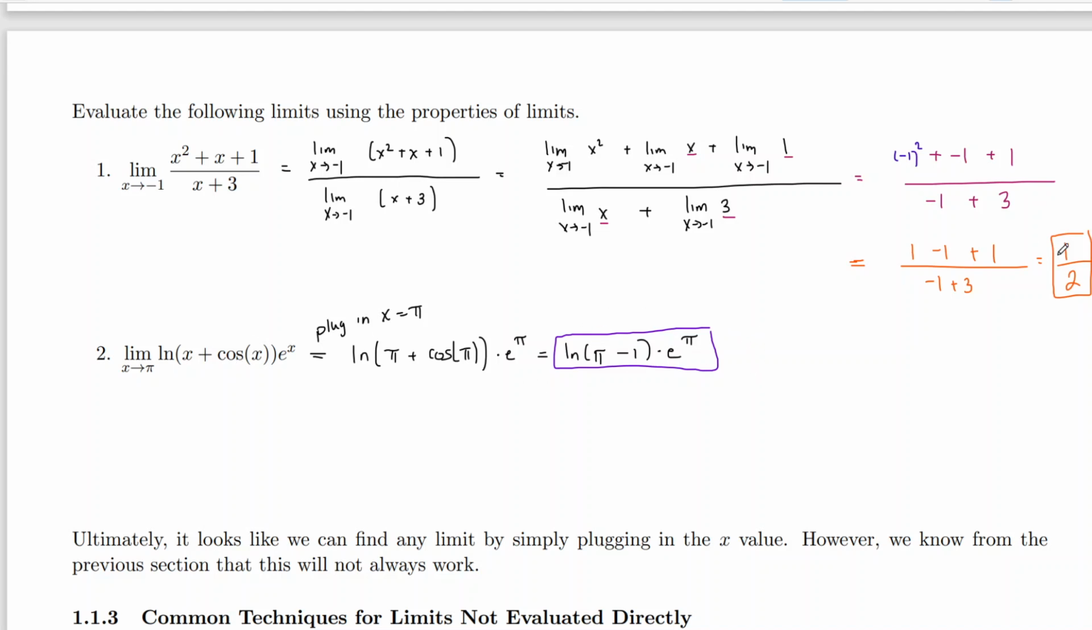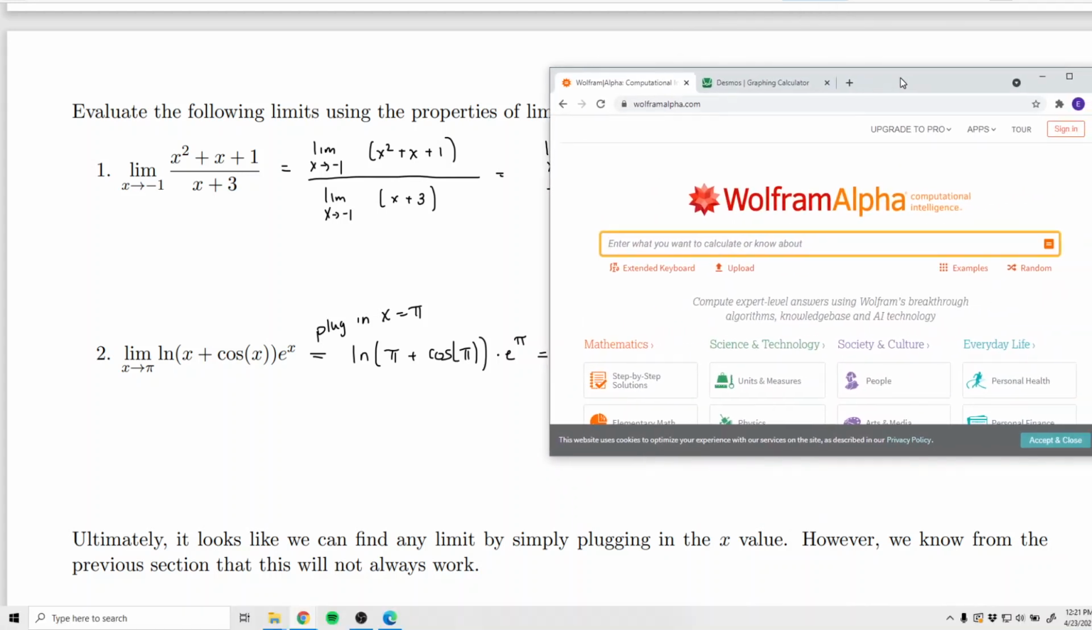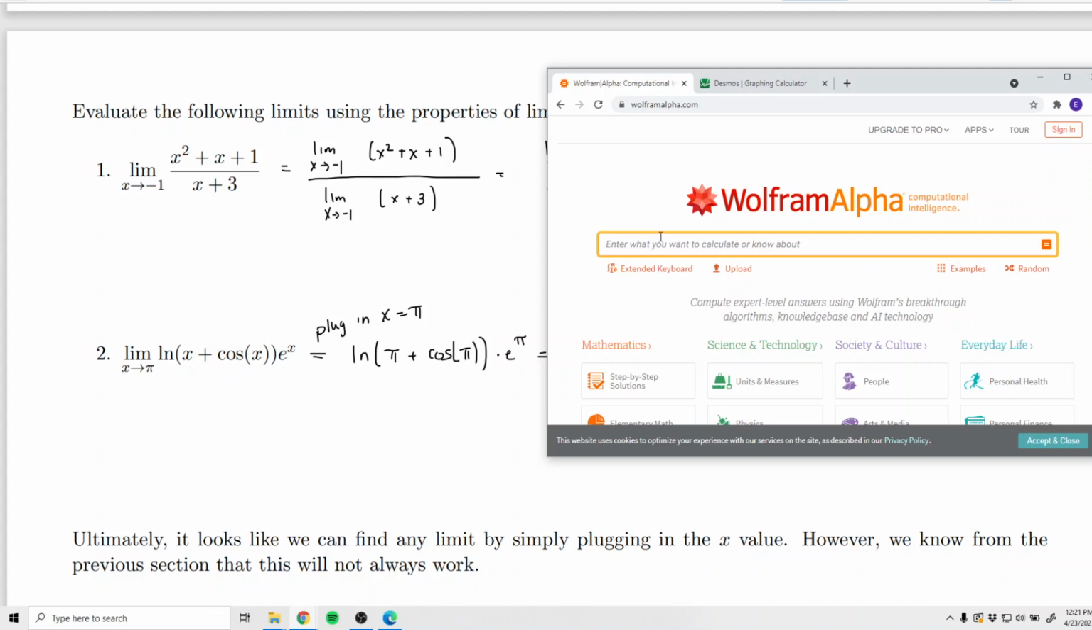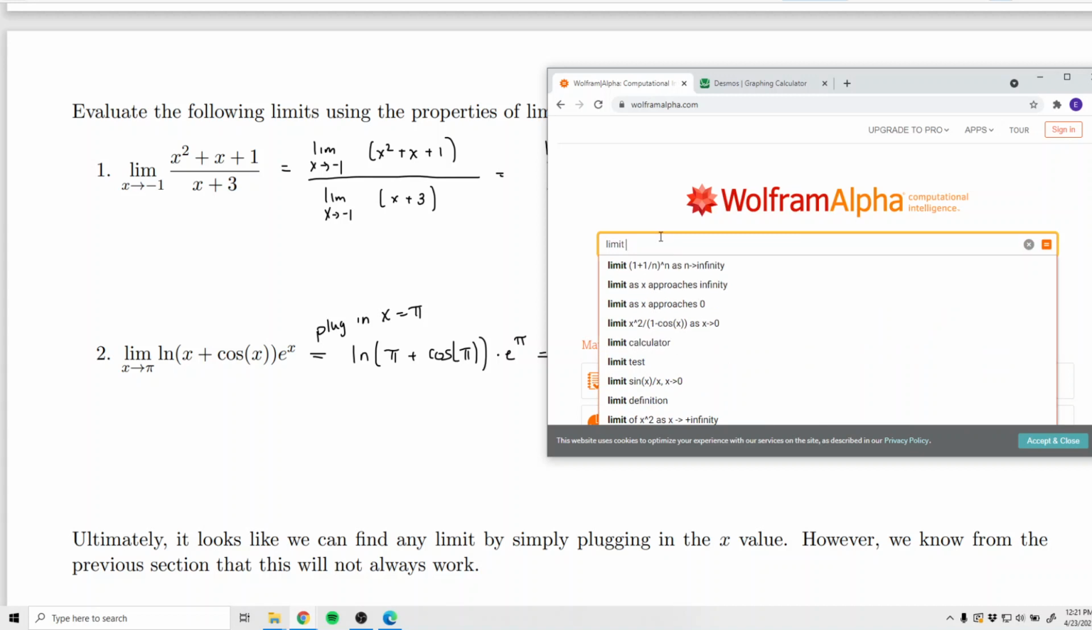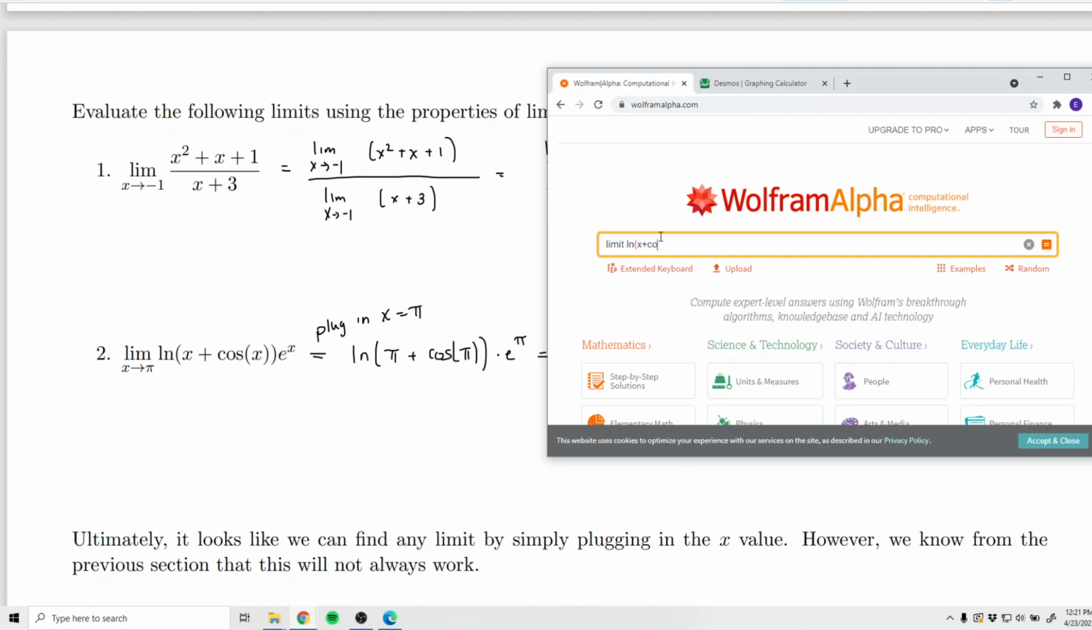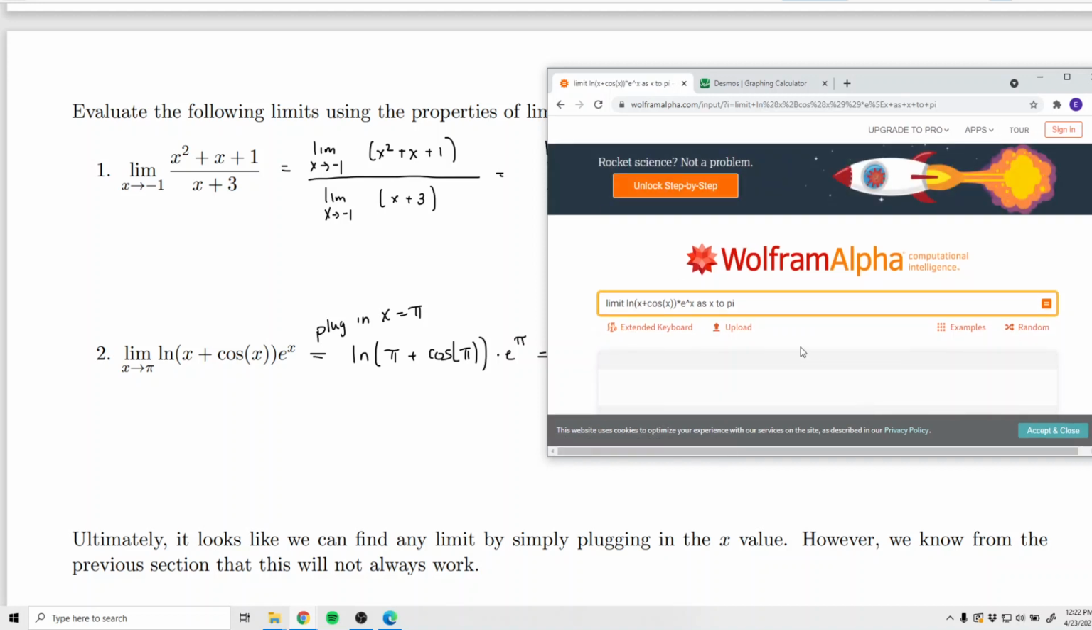And one thing you can do to check yourself, go ahead and pull it up. Wolfram Alpha does limits really well. Now I'm not sure if it's going to give it to me in the exact form we got it, but let's just see here. And I can show you how to type it in. So the way I do it is the limit, and then I type in the function. We got the natural log x plus cosine of x times e to the x. And then you write as x to, and then the number, x to pi. And hopefully it reads it correctly.